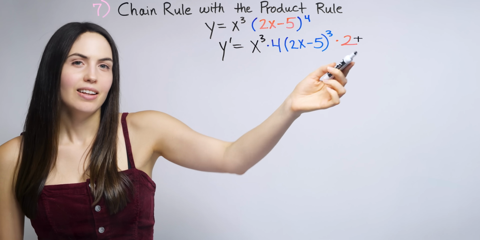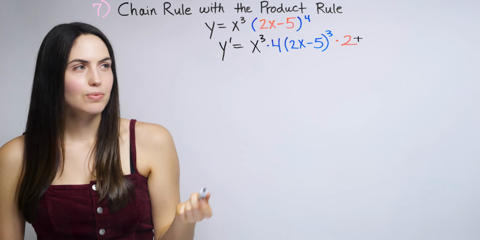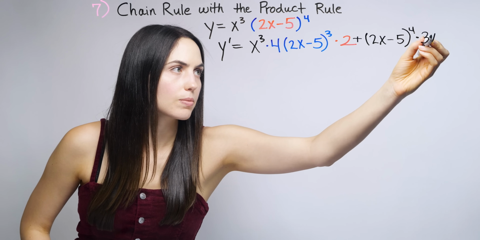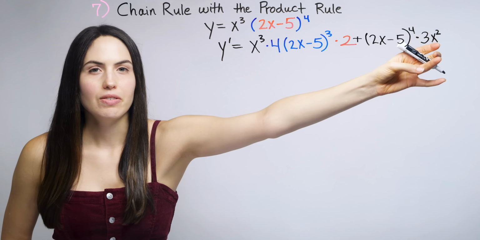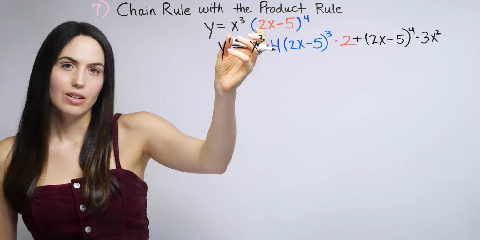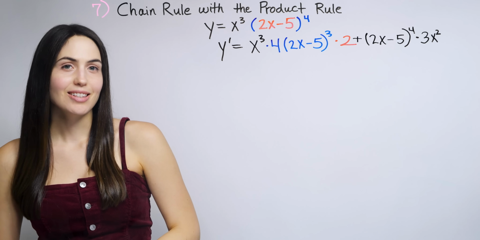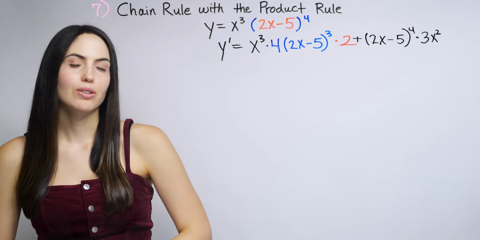We're going to add the second function times the derivative of the first. Second function times the derivative of x cubed is just 3x squared, and that's it. That's the derivative. We can clean it up, simplify if we want to, or if we have to.